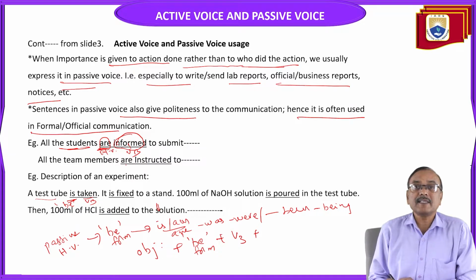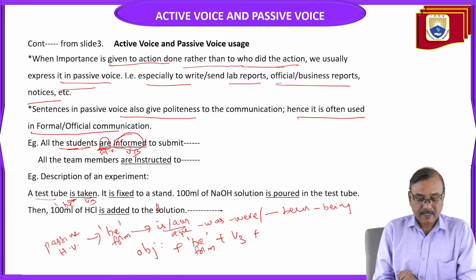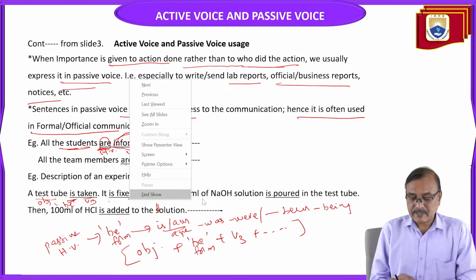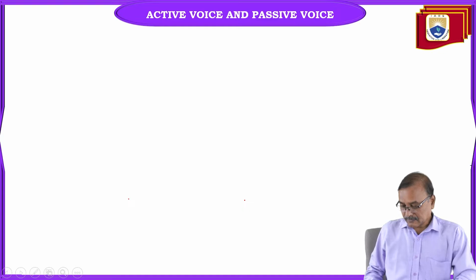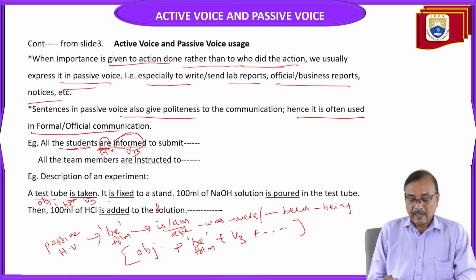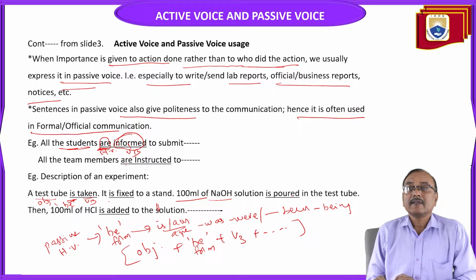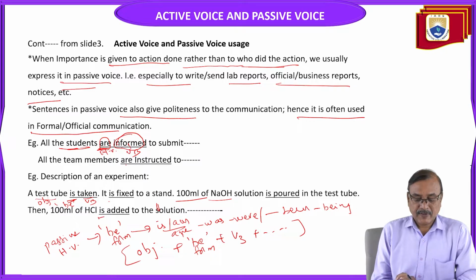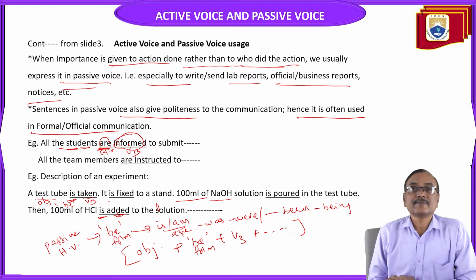A test tube is taken. Test tube is the object, then the B form, then taken. It is fixed to a stand. 100 ml of NaOH solution is poured in the test tube. Then 100 ml of HCl is added. So the B form is followed by the V3 form.